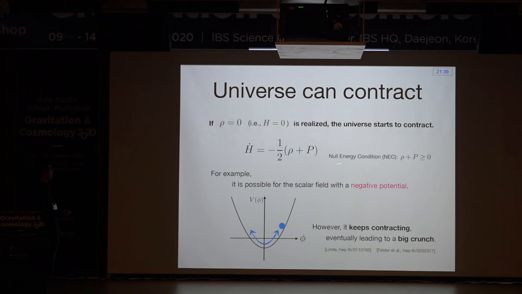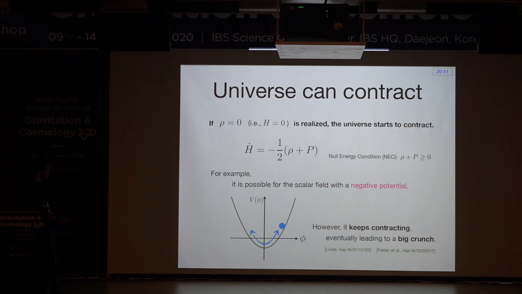So generally, under very general assumptions, if it stops expanding, then it contracts. In what kind of situation is this vanishing energy density or vanishing Hubble realized? For example, if we consider a scalar field theory where the scalar potential has a negative potential part like this. Then the scalar field initially oscillates around its minimum, and because of cosmic friction the amplitude decreases gradually. At some point, the total energy of this scalar field and this negative energy balance, and then Hubble vanishes and the universe contracts.